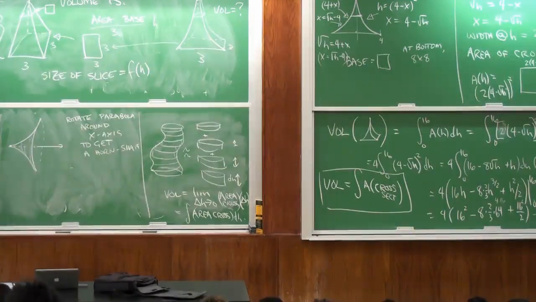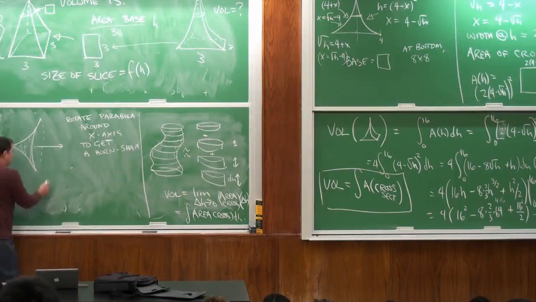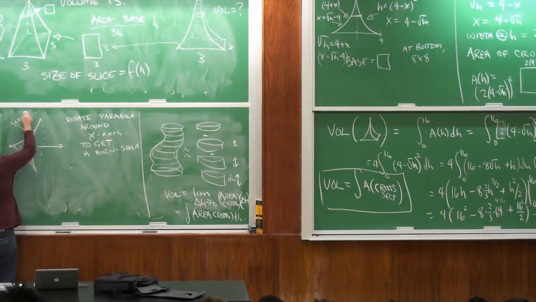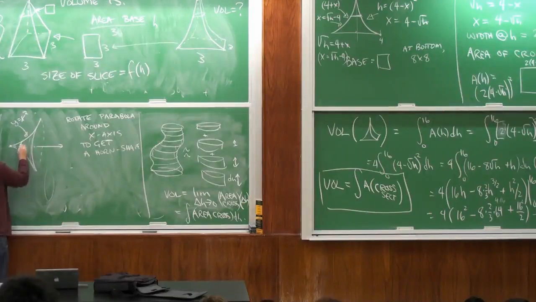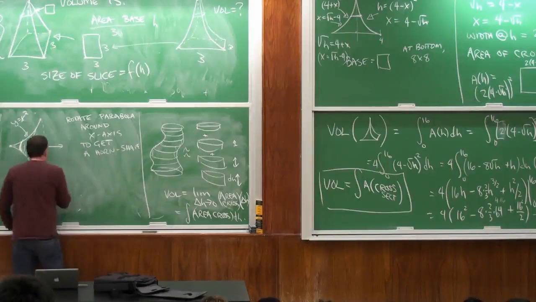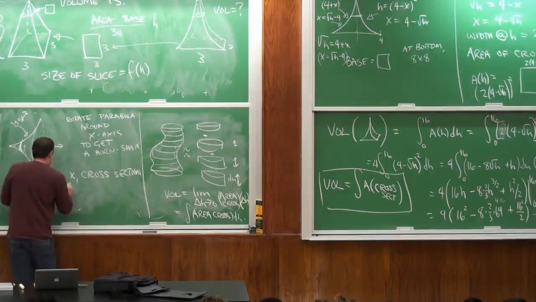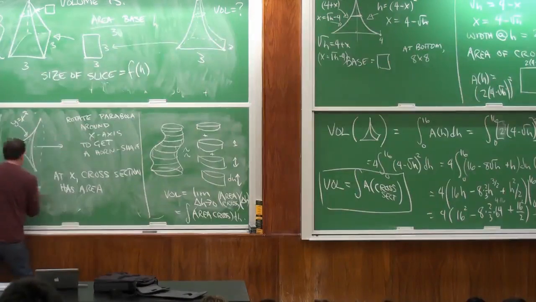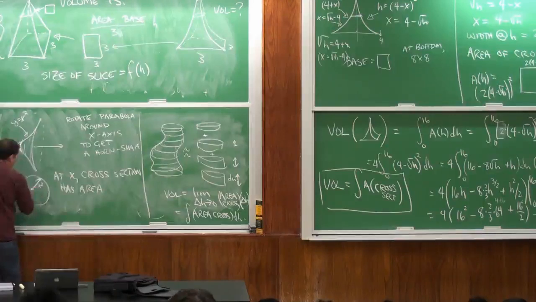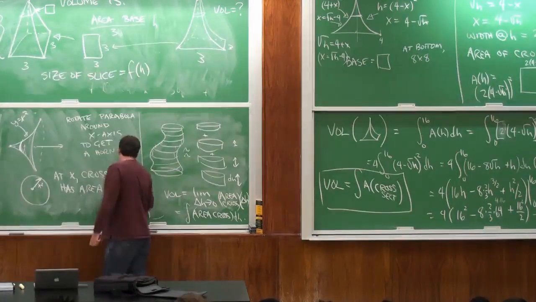So what do I do now? I put it in terms of x. So now my cross section is a vertical circle. And again, this is still y equals x squared. If I cut it somewhere like here, at a given x value, then I need to figure out what's the height. Well, what's the height? X squared. So here, at a given x value, the cross section has area, so it now looks like x squared is my radius. So the area is pi x squared squared.